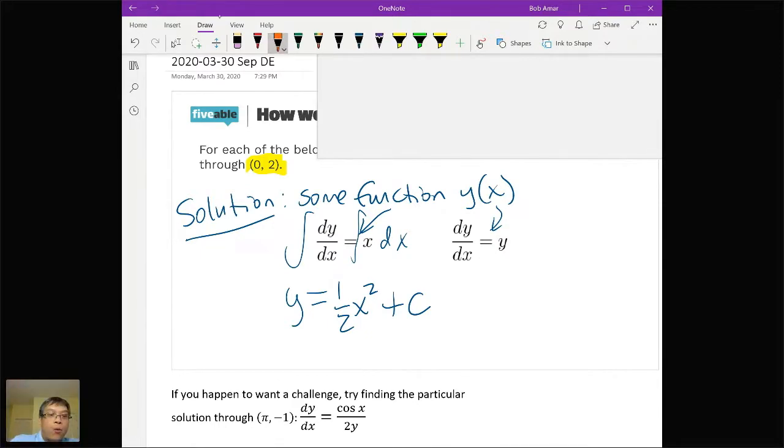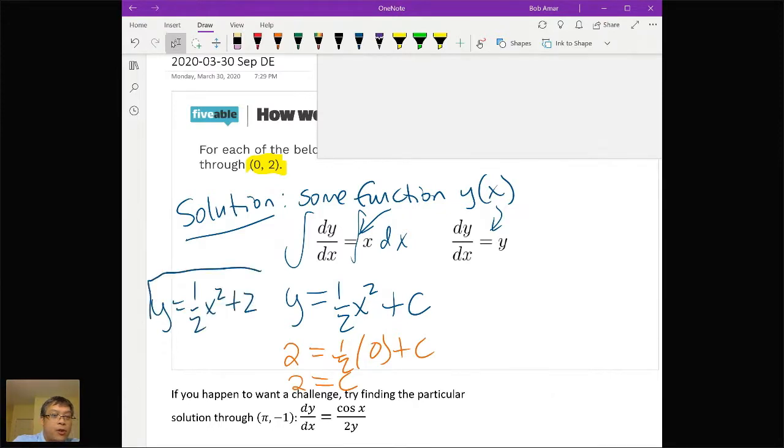So if y is 2 and x is 0, then c must be 2. So this gives us a final answer for the first equation of y equals 1/2 x squared plus 2, which I see a lot of you in the chat nailing that. So that's perfect. That's excellent. Okay. So that is the problem on the left.